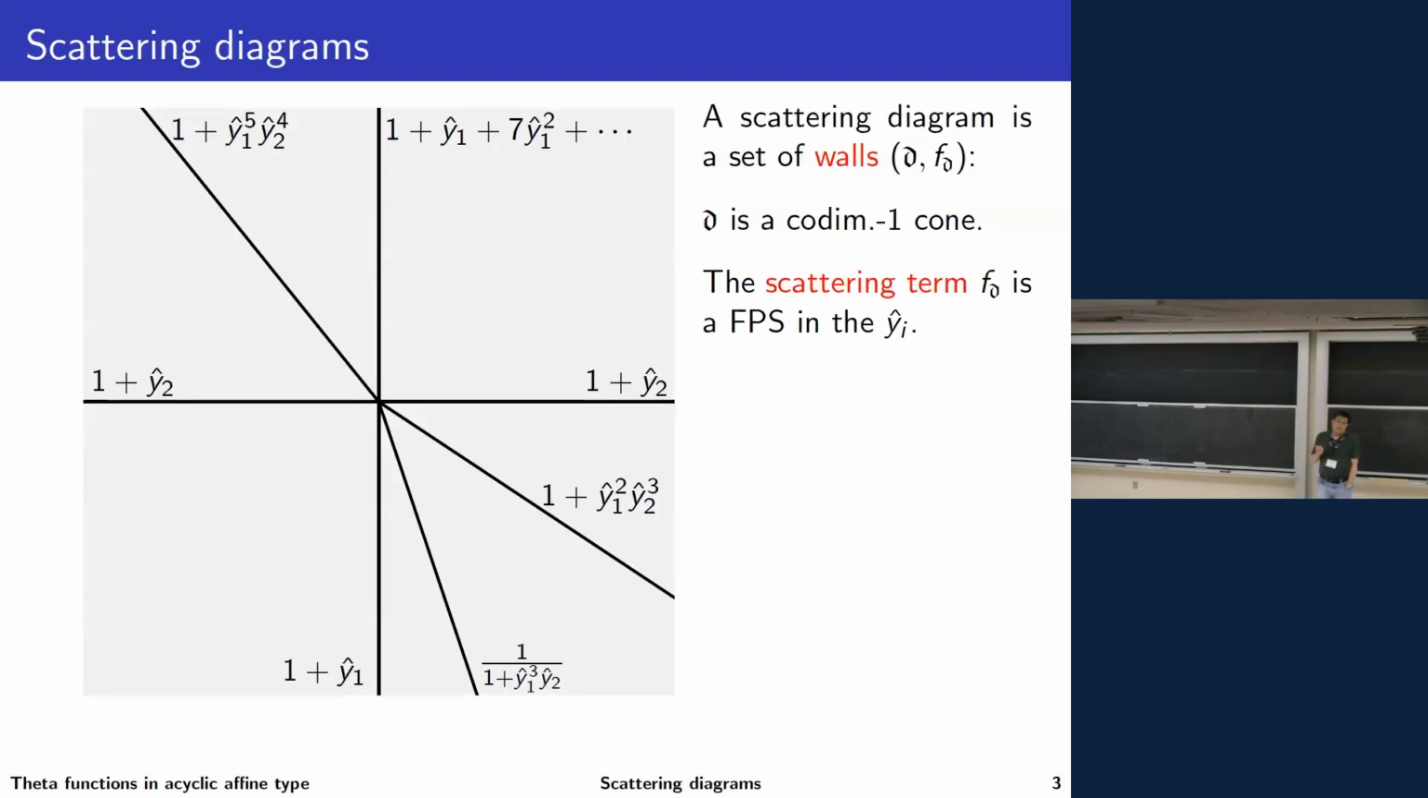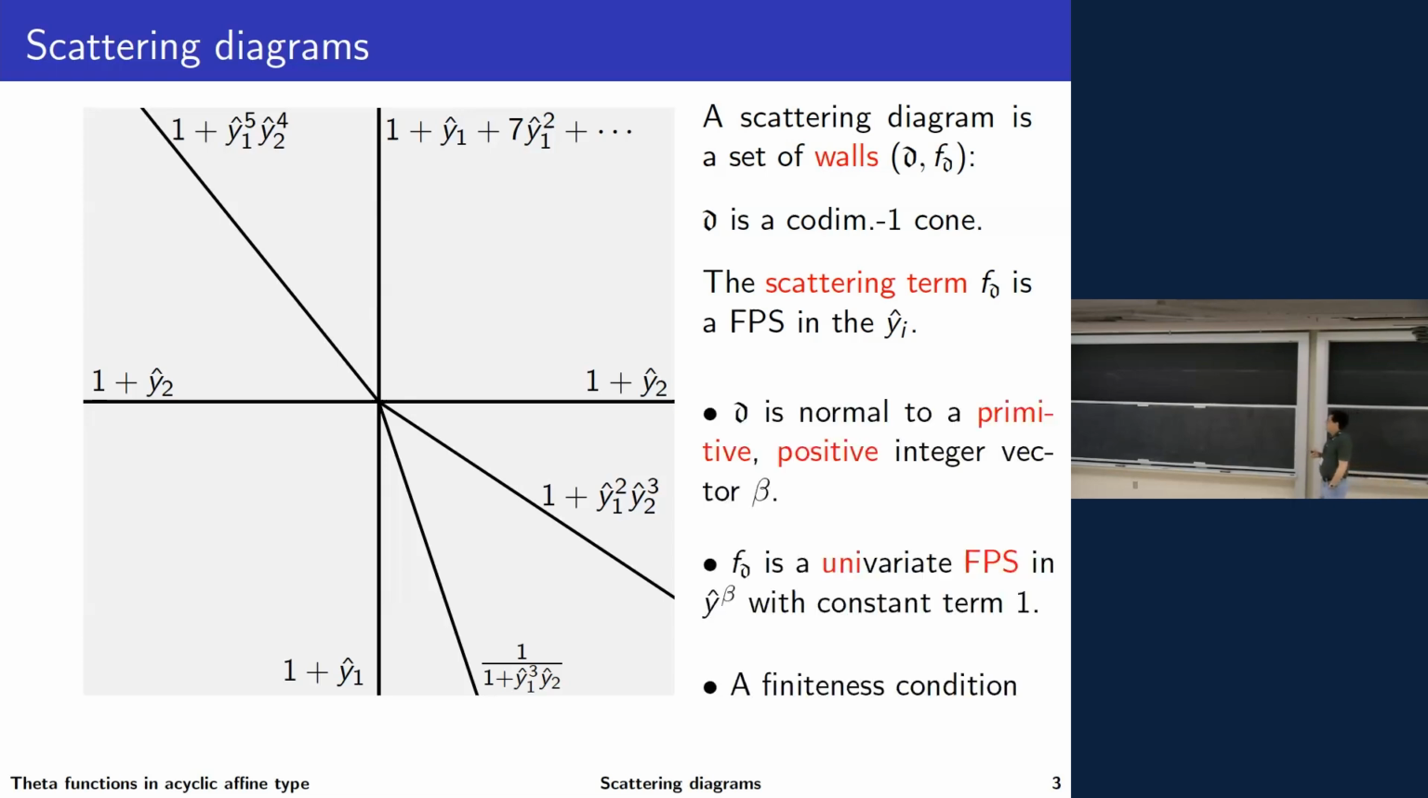What's a scattering diagram? A scattering diagram is a collection of walls. Each wall is a pair: a fraktur D, which is a codimension 1 linear cone, so everything's at the origin, and then a function f, which we call a scattering term, on each wall. The scattering term is a formal power series in these y hats. I'm setting this up to match cluster algebras for terminology. There are other ways to set this up, with different variables to use. Okay, and then some details, really quickly.